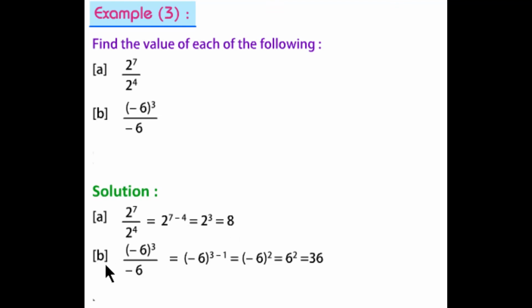b. Negative 6 to the power 3 over negative 6. Negative 6 means negative 6 to the power 1. Then negative 6 to the power 3 minus 1 equals negative 6 to the power 2, equals 6 to the power 2, positive because the power is even, equals 6 times 6 equals 36.